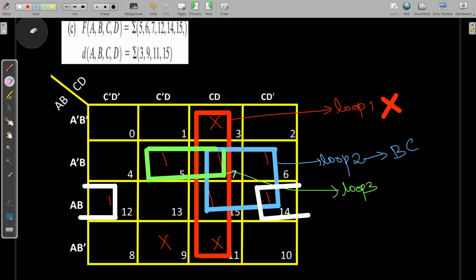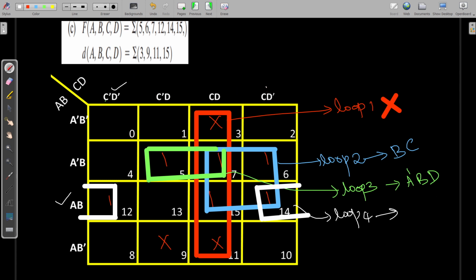Then we go for loop 3. Loop 3 is green color, so it covers this one and on this side these two. That's why we can write this as A dash B, here it is D. Then we go for loop 4. This is loop 4. So this can be written as AB and then on this side C dash D dash and CD dash, isn't it? So this AB, then C dash C get cancelled, only D dash will remain. So F simplified expression can be written as BC plus A dash BD plus AB D dash.